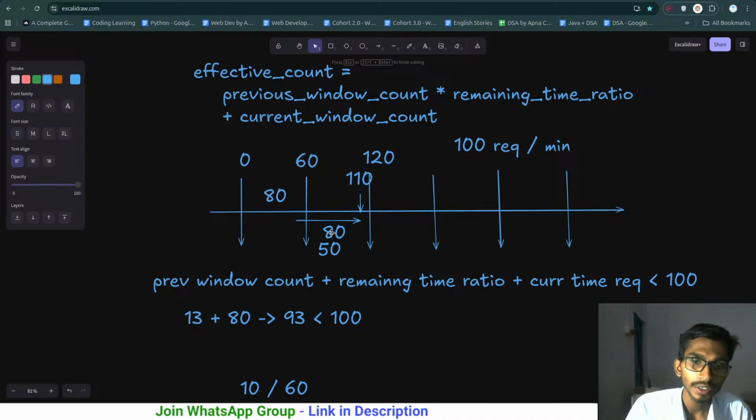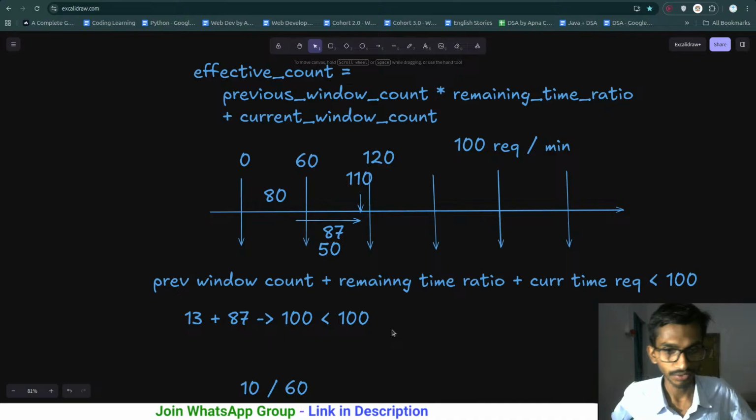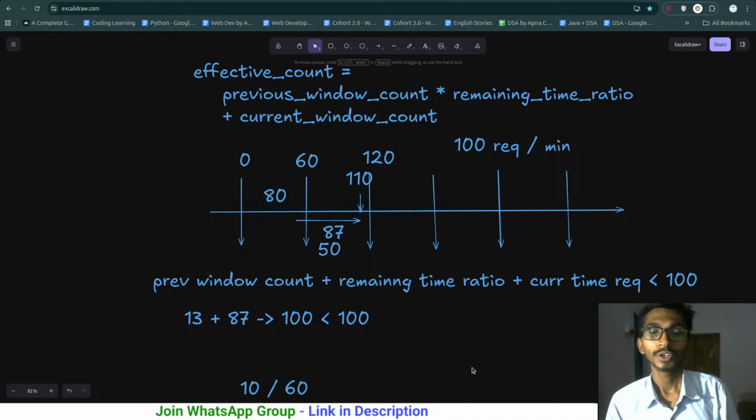But if I had 87 requests in the current window, then 87 plus 13 will not be less than 100. That simply means this particular request is gonna be dropped. Wow, good calculation stuff. So this is how it simply works.